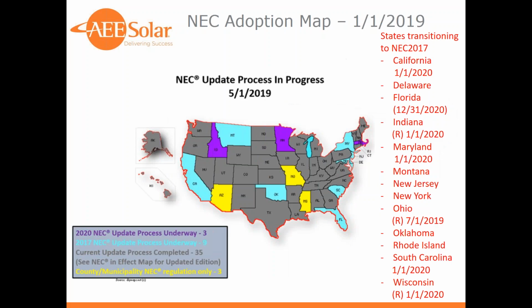Next slide here shows that many of those states are in the process of adopting NEC 2017, including California. That'll be effective January 1st. Florida, that's actually next year. Indiana, as of the 1st of the year. Maryland, and other states are in the process of updating their codes to NEC 2017 as well.